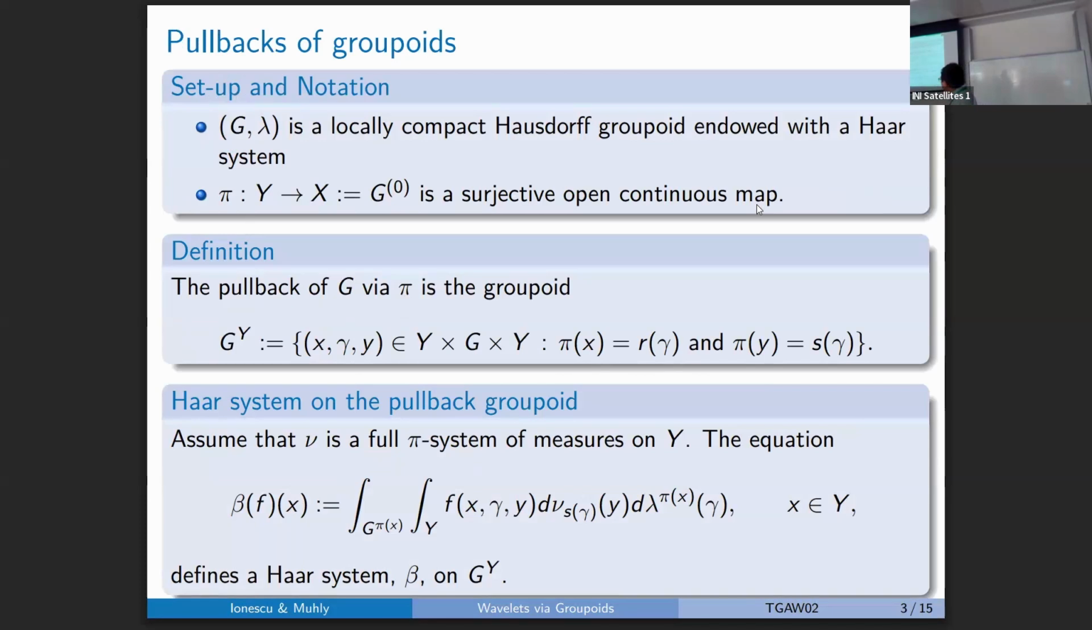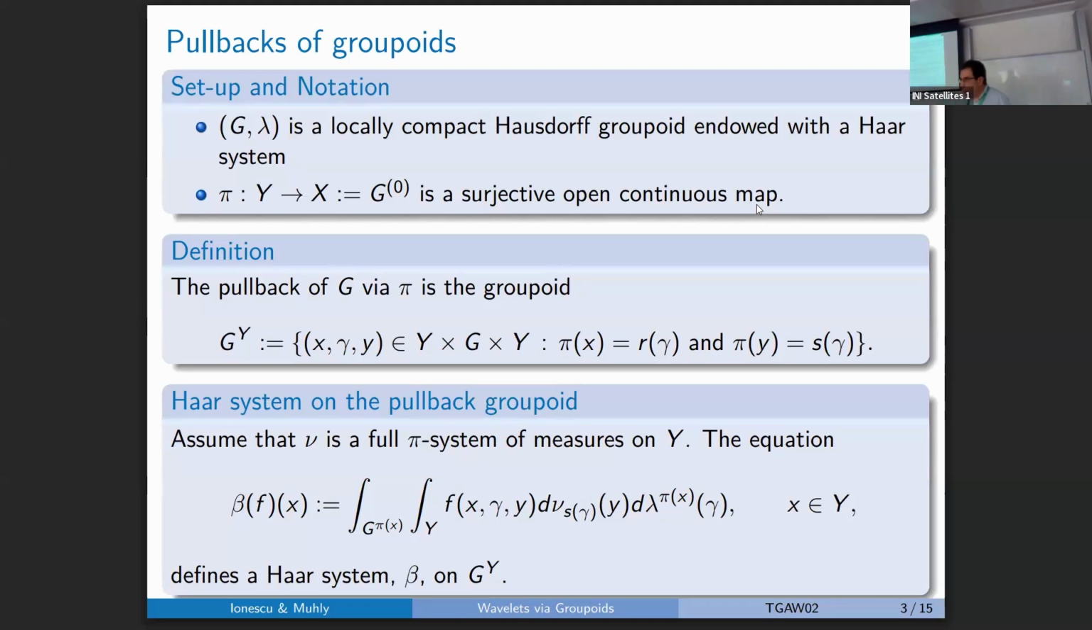And once we have this ingredient, we can form what we call, based on a suggestion by Jean Renault, the pullback of G via pi, as just the fiber product of Y, G, Y, so the fiber over the maps pi r and pi s, with the natural groupoid operations. And notice that the unit space of the new groupoid will be Y.